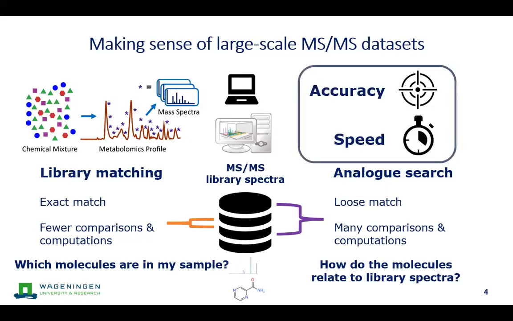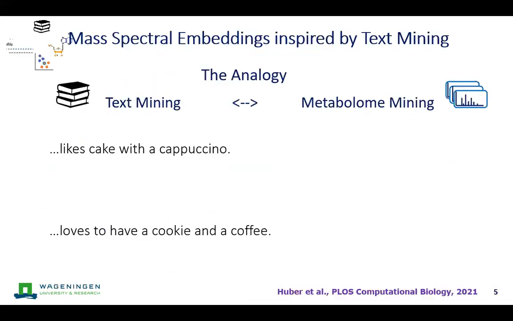So here we typically ask the question, how do the molecules in your sample relate to those in the library? And we're looking at the accuracy and speed to see how well all these tools perform. It's also good to know why this can actually work. If we consider the mass spectra as a kind of language, the language of chemistry, then we can also consider each spectrum as a text, as a sentence.